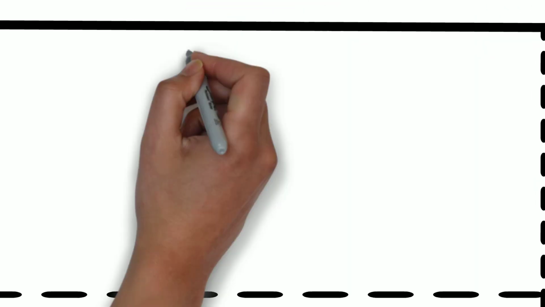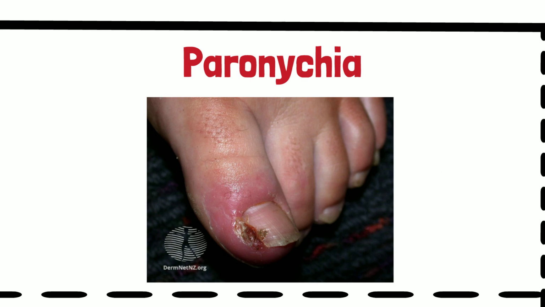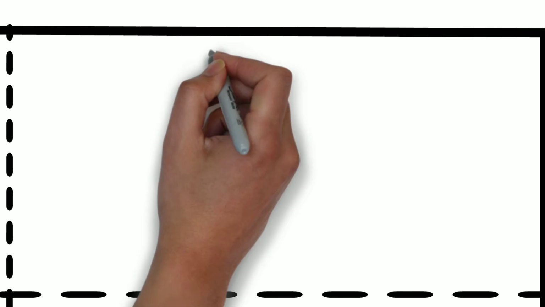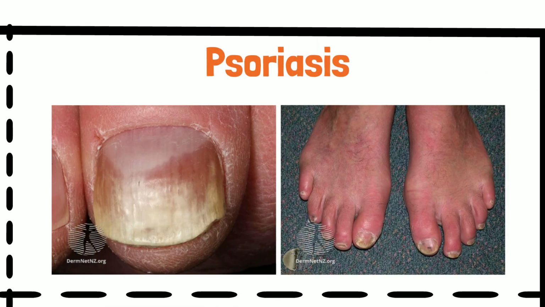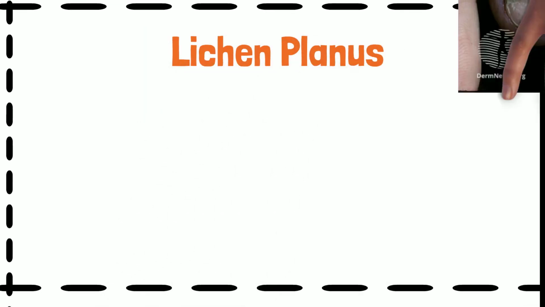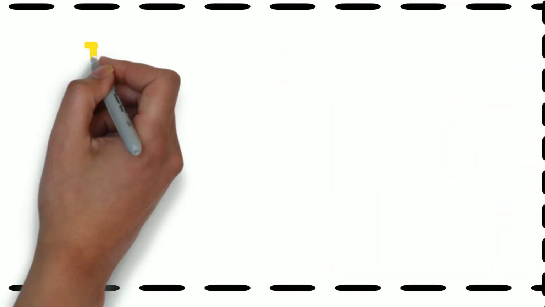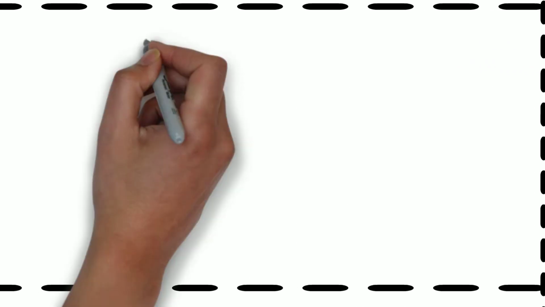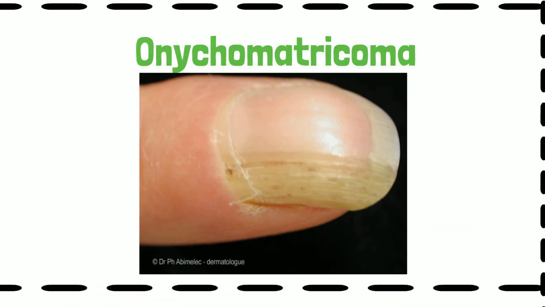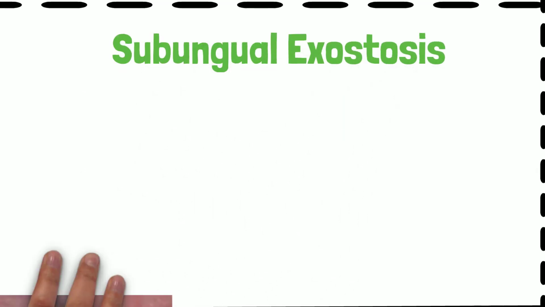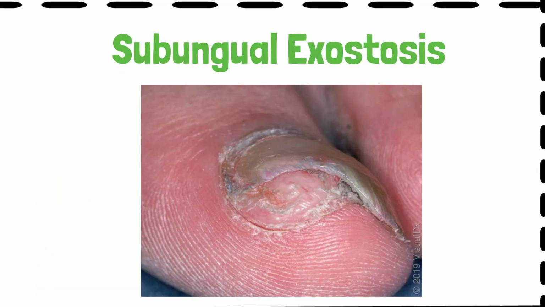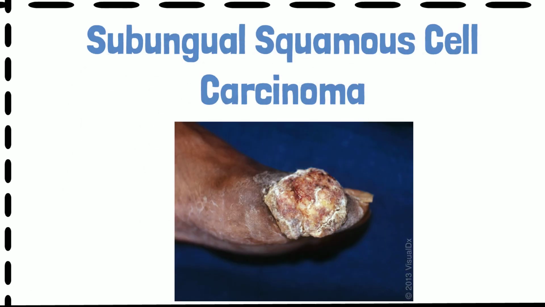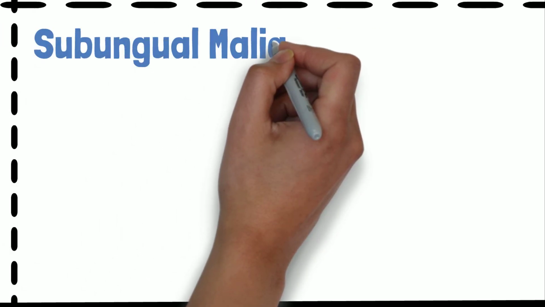Other infectious conditions to consider are paronychia, subungual and periungual verruca. Inflammatory causes can be attributed to nail psoriasis or lichen planus. Iatrogenic causes include chronic trauma leading to traumatic onycholysis. Benign neoplasms include onychomatricoma and subungual exostosis. Lastly, malignant neoplasms are subungual squamous cell carcinoma or subungual malignant melanoma.